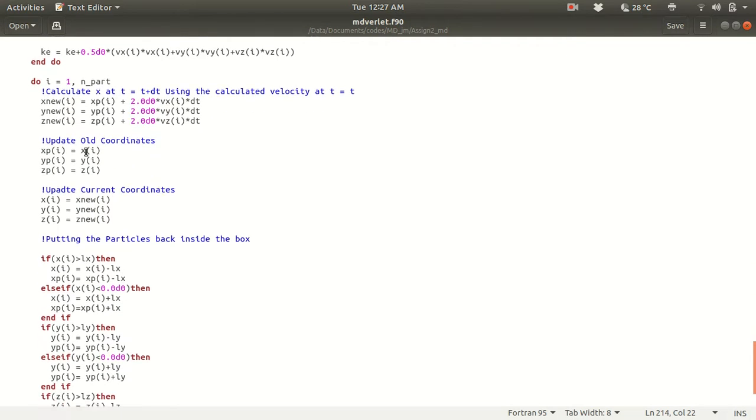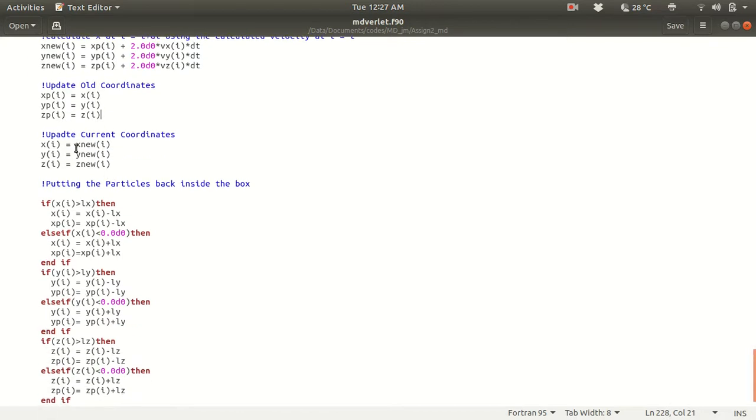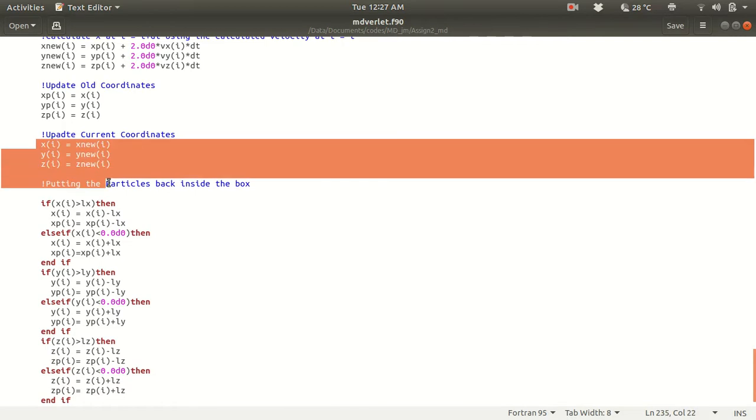And then we have to update the old coordinates. So at t plus 2 dt, the previous coordinate is basically t plus dt. So we have to update the value: xp of I, the previous one, is updated to be xi, yp of I is updated to be yi, and zp of I is updated to zi. And we also have to update the current coordinates, which is the current position at t plus dt. So current coordinate xi is equal to x nu of I. So all of them are updated.